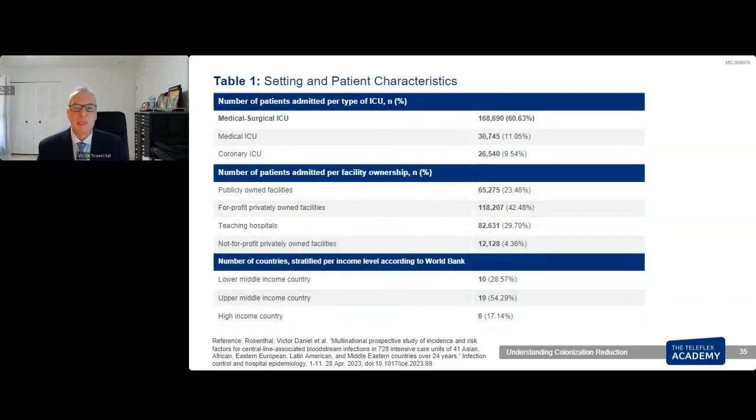Most of them, 61%, were hospitalized in medical surgical ICUs, the remaining in other types of ICUs. Most of them, 42%, were hospitalized in private hospitals, followed by teaching hospital, 30%, followed by public hospital, 23%, followed by nonprofit, 4%. Most of them were hospitalized in upper middle income countries. Of these 40-something countries, 19 were upper middle. 29% were lower middle, and 17% were high income countries.